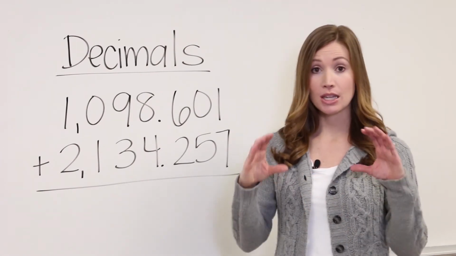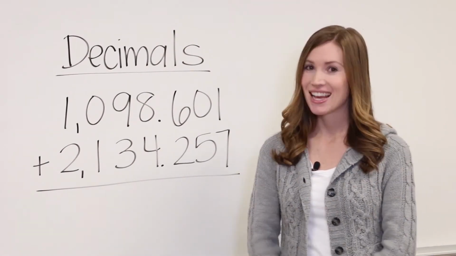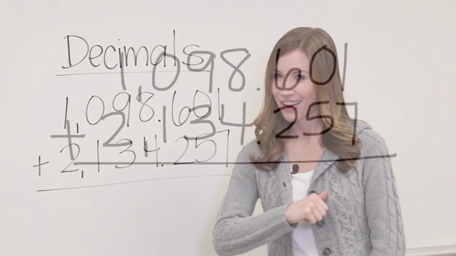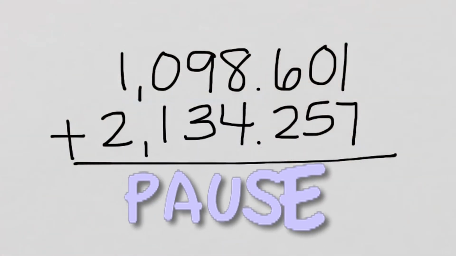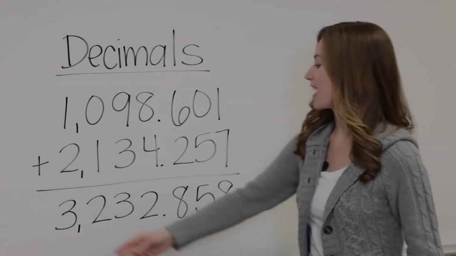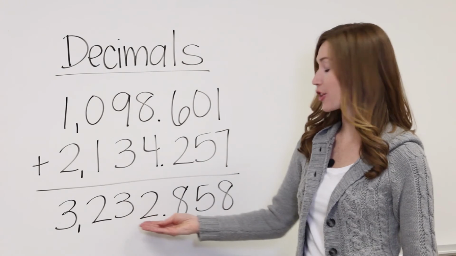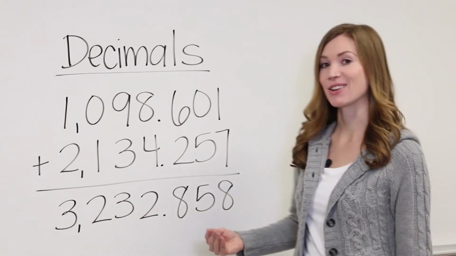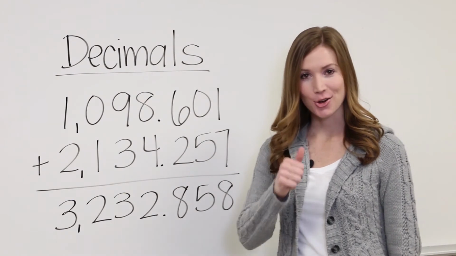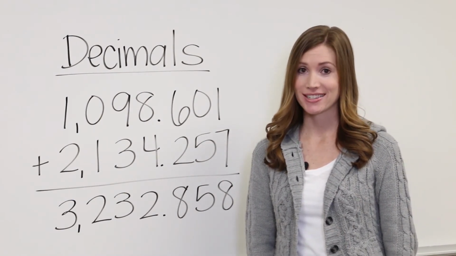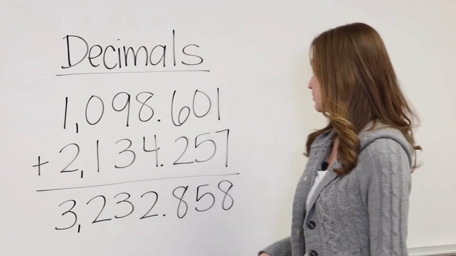Click pause when you see the word pause appear on the screen. Then click play when you've got your answer. Good luck. Are you ready to check your answer? You should have gotten 3,232 and 858 thousandths. If you did, great job. Feel free to fast forward on to Roxy's word stories. If not, let's go over this problem together.